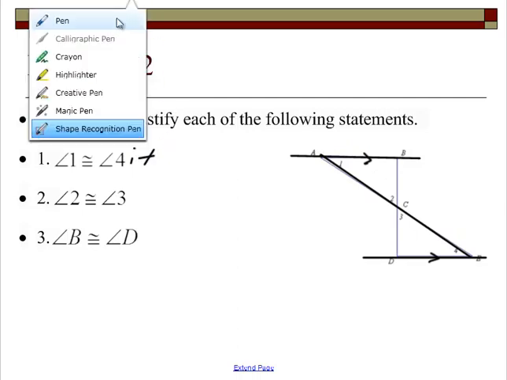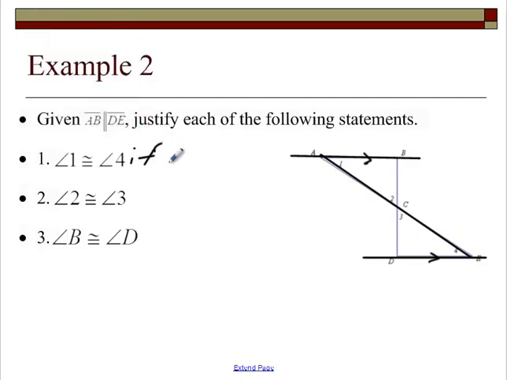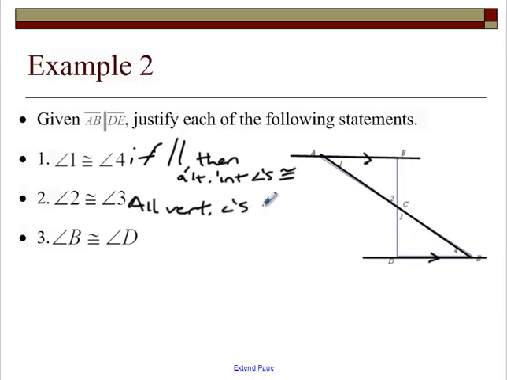So if parallel, let me switch back. If parallel, then alternate interior angles are congruent. Number 2, angles 2 and 3. Well, those are vertical. All vertical angles are congruent. That's how we're going to write it.